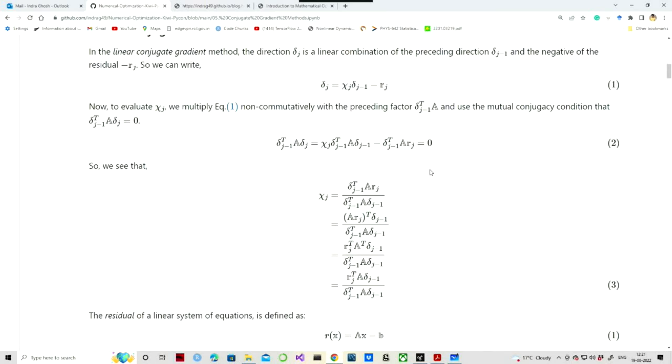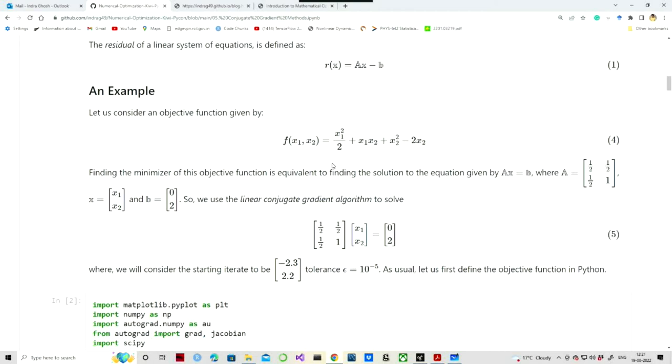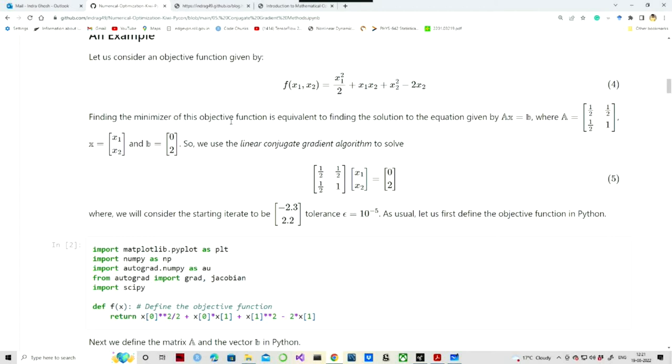So an example again. Let us consider this objective function. Finding the minimizer of this objective function is equivalent to finding the solution of the equation Ax equals b, which is again a linear algebra problem. A is given by this matrix, x is x1, x2, and b is 0, 2. So we can use the linear conjugate gradient algorithm to solve this.